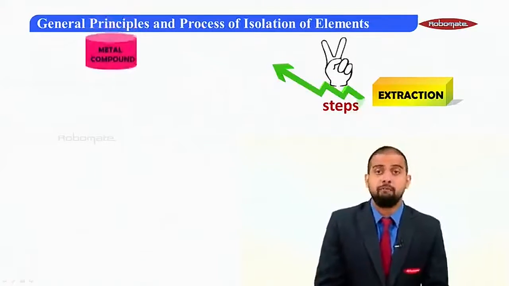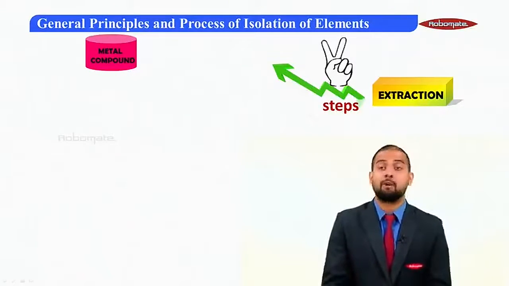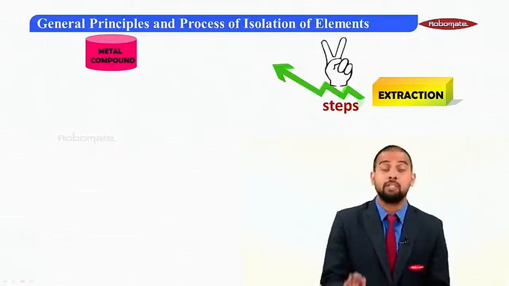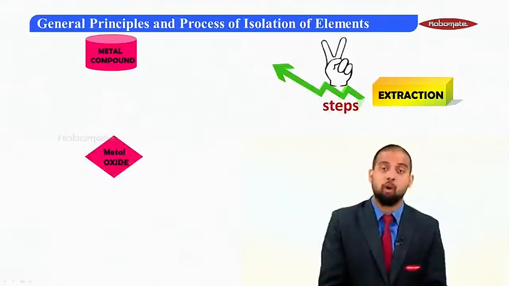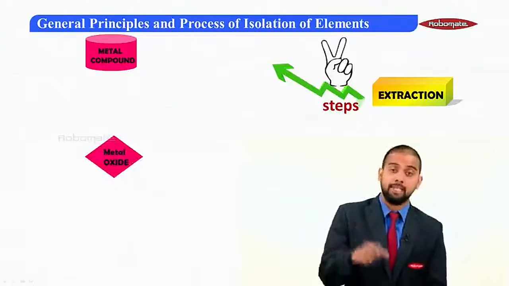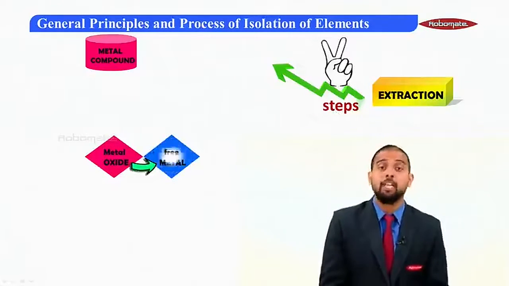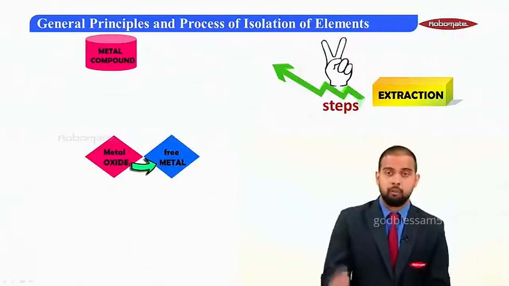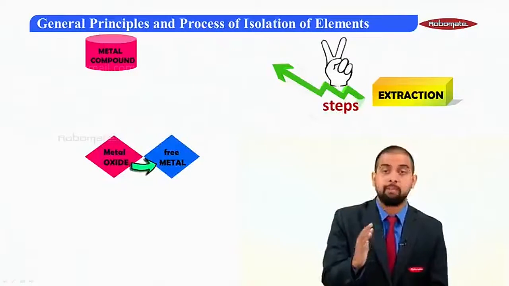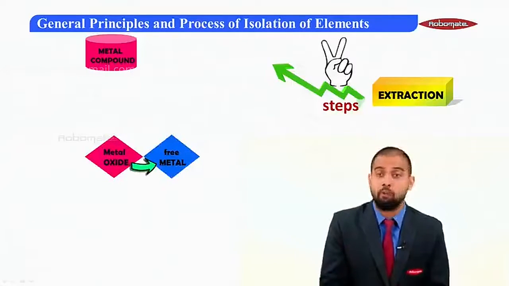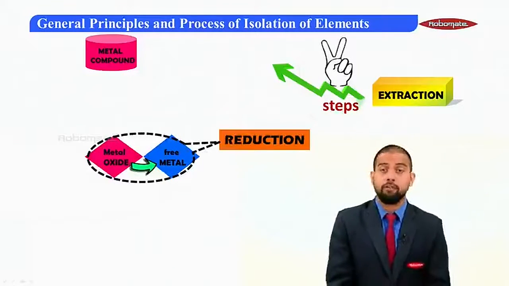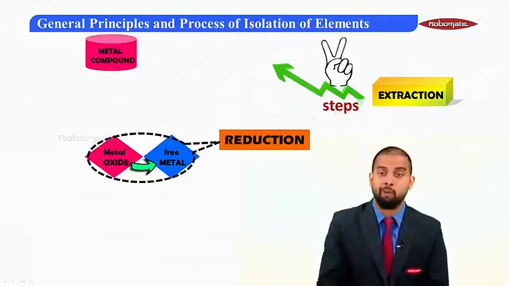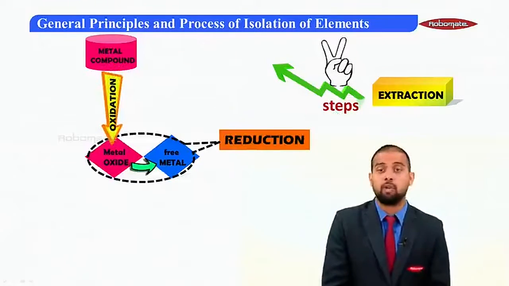In the first step we have a metal compound, and this is a concentrated metal compound which is free of earthy impurities. So first we need to convert this metal compound into a metal oxide. That is our first step. And in the second step we convert this metal oxide into a free metal. Converting a metal oxide into a free metal obviously indicates the removal of oxygen, and removal of oxygen is also called reduction. Whereas in the first step, converting a metal compound into a metal oxide, we need to add oxygen. So most of the time the first step can also be called oxidation.